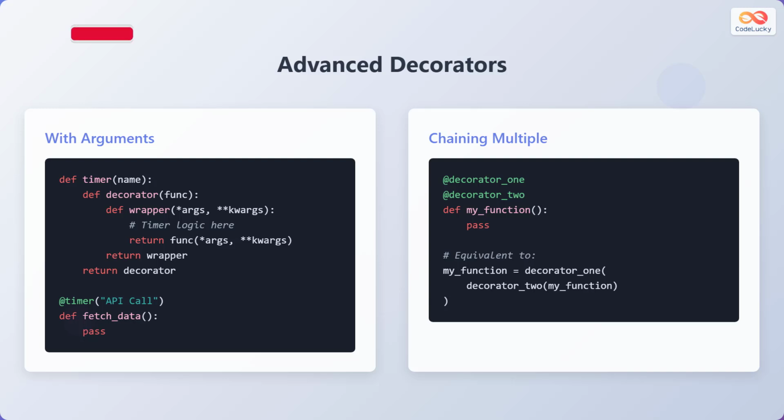This pattern is useful for creating configurable decorators like timers with custom names or retry mechanisms with specific parameters. When multiple decorators are applied to a single function, they are executed in reverse order, similar to mathematical function composition. The decorator closest to the function definition is applied first, then the next one up, and so on. Understanding decorator chaining is crucial for complex applications where you might combine logging, timing, authentication, and caching decorators on the same function.